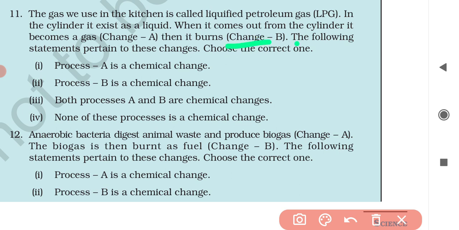Then change B is what? It is a chemical change. So option number 2 is the correct one. Change A is a physical change, change B is a chemical change. So only process B is a chemical change, as mentioned in option number 2. So option number 2 is the correct answer for question number 11. Let's move to the next question, question number 12.